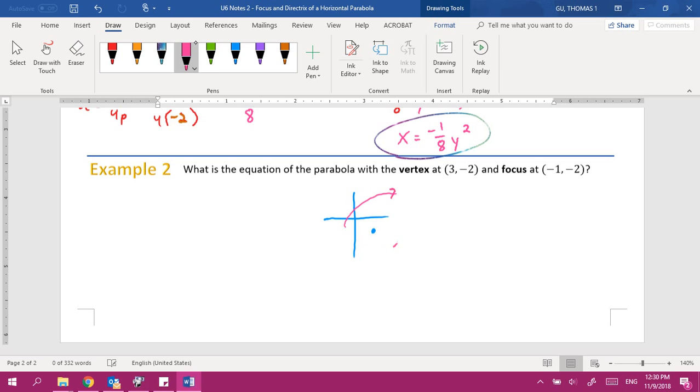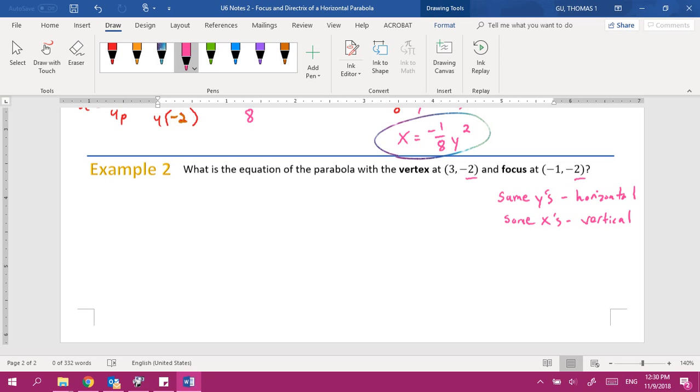But another way you can remember this is just if the y's are the same. Notice how the y's are the same, right? If the y's are the same, that means they're going to line up left and right, which means it's going to be horizontal. So same y's means horizontal. Same x's means vertical, right? Because same y's, they'd be lining up left and right. The same x's, they would be lining up on top of each other. And that tells you which way your parabola is opening, okay?